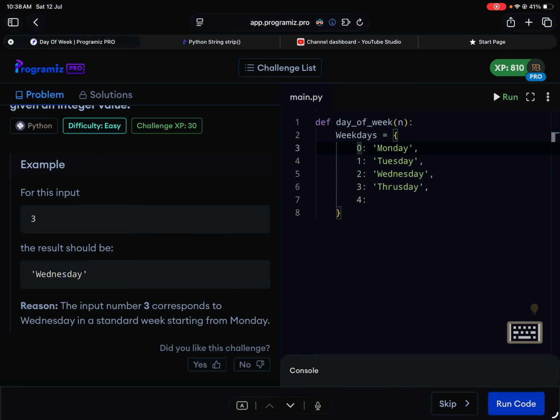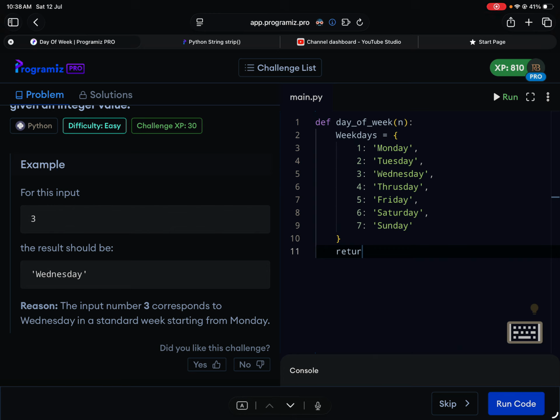Okay, we need to make it from one, huh? Because it's saying like three is Wednesday, right? So we need to match that as well based on the thing. So five will be Friday, and then six will be Saturday, and then seven will be our what? Sunday, which is fun day.